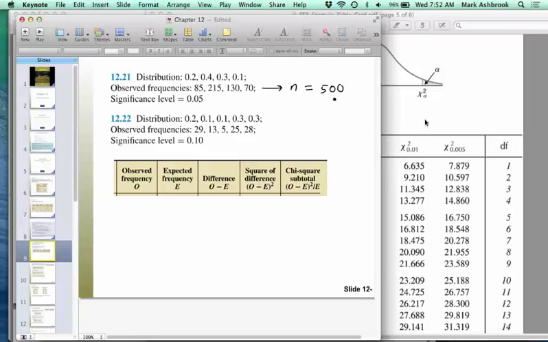So based on 500 observations, we need to find out what our expected frequencies are. How are we going to do that? This is the relative frequency: outcome number 1, outcome number 2, outcome number 3. If outcome number 1 has a relative frequency of 0.2, then how many times do we expect it to happen out of 500 observations? How would we find that?